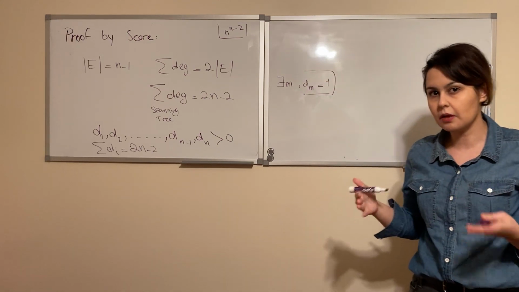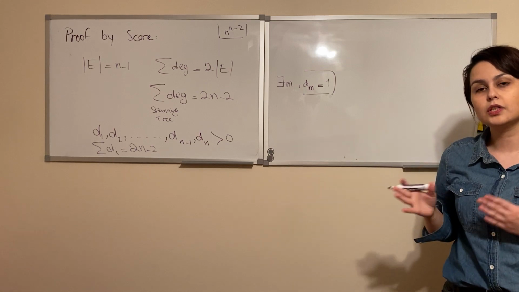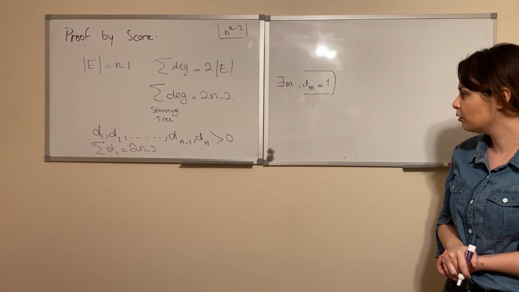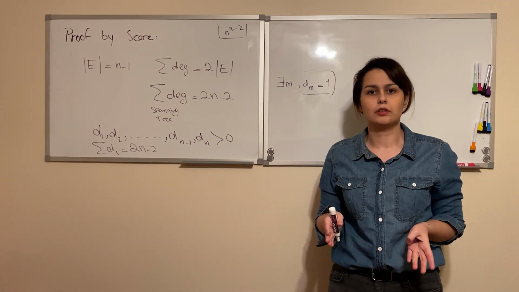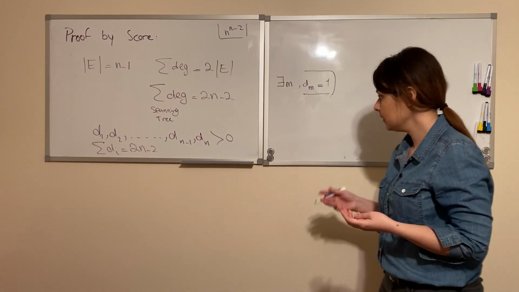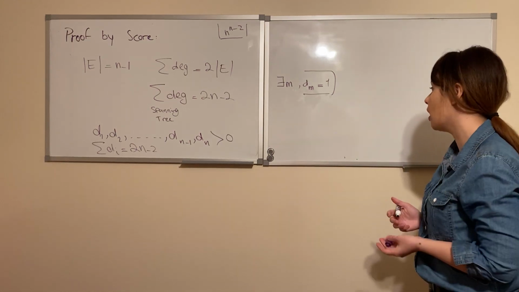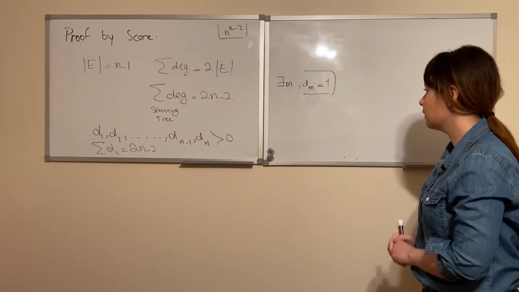Actually, I can say something stronger, but let's keep that. Let's say that at least one of these degrees is equal to 1. Actually, it makes a lot of sense because I have a tree, right? And in a tree, for sure, I have a leaf. So it is kind of obvious if you see that from that perspective.